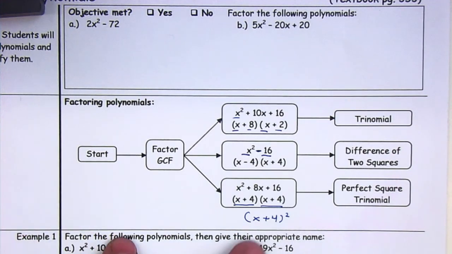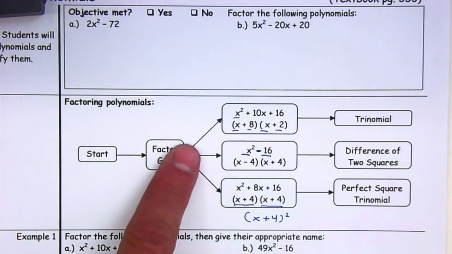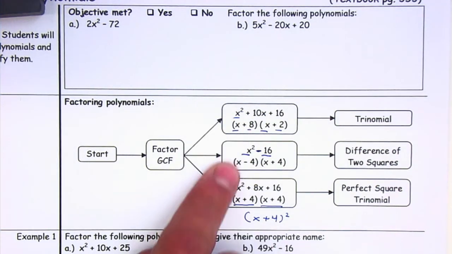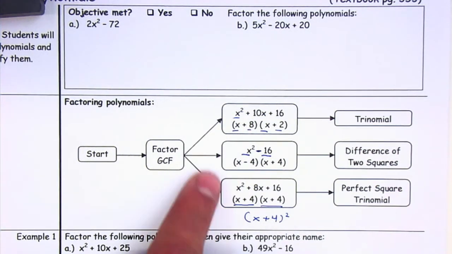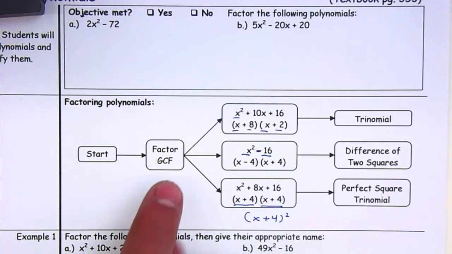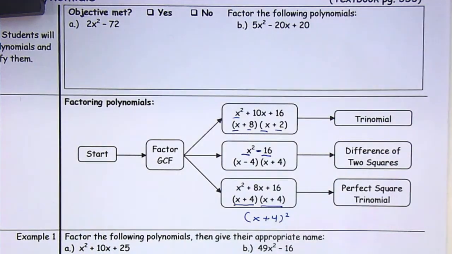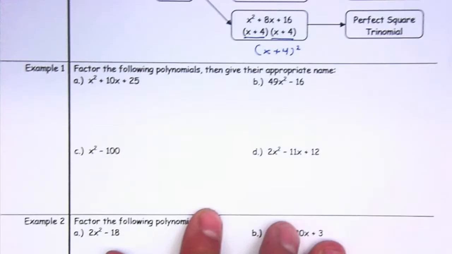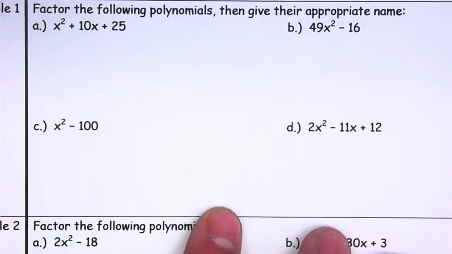Now, before we actually factor, whether as a trinomial, difference of two squares, or perfect square trinomial, we'll have to take out the greatest common factor. We're gonna have to factor it out. So let's go and start with problem number one. On problem number one, there's no greatest common factor on any of them. So it'll be just straight factoring.